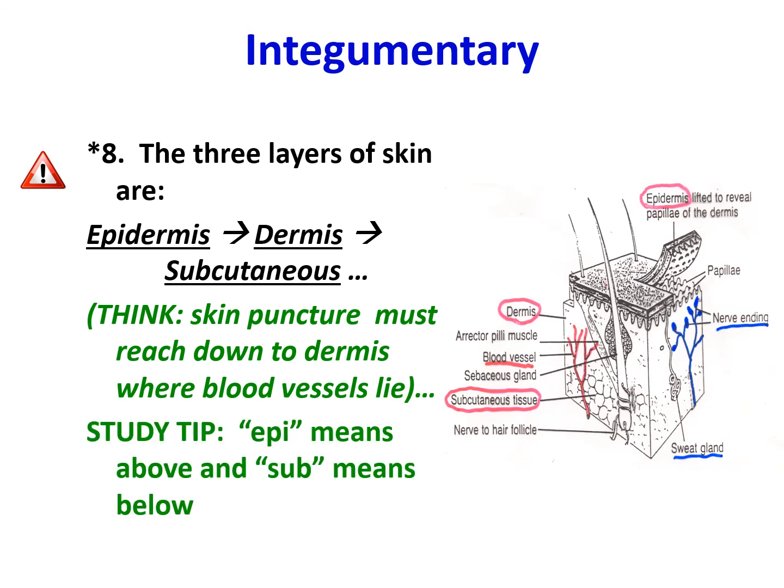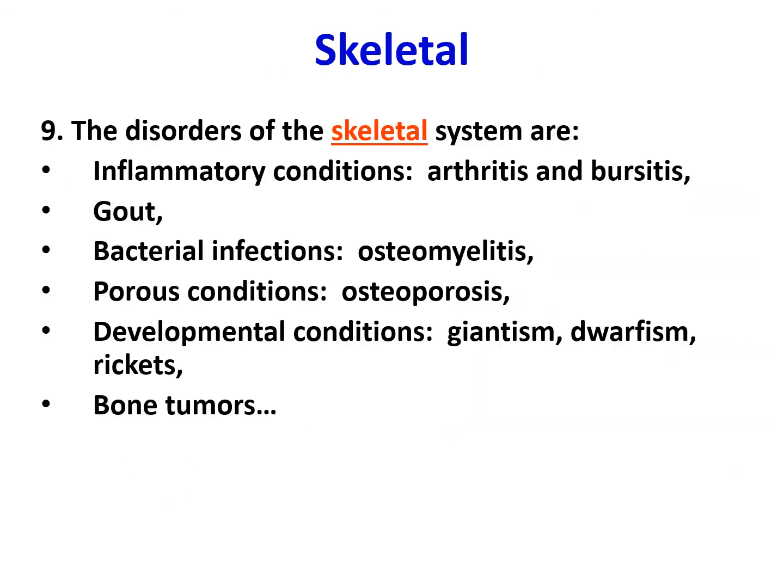Epi means above, right? That's why medical terminology is so important. It is like the keys to explaining to you what this stuff means. That's why taking med term and really concentrating on it and understanding it is vitally important. And then sub, like a submarine that goes under the water, means below. So subcutaneous, below; epidermis, above, right?